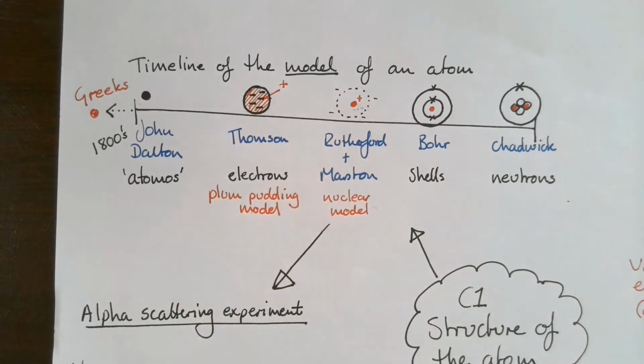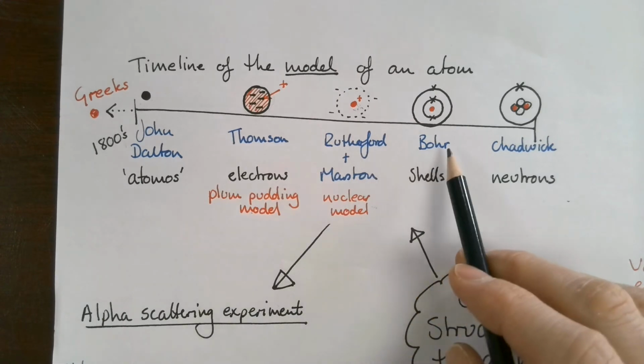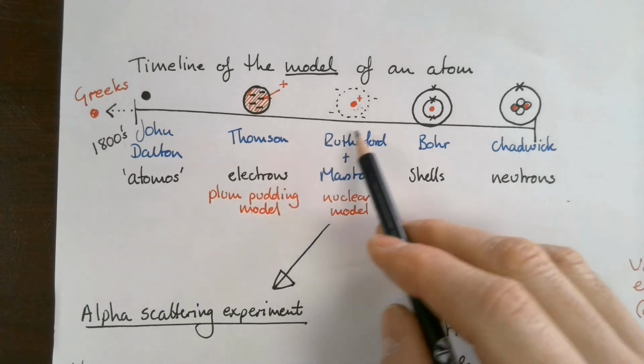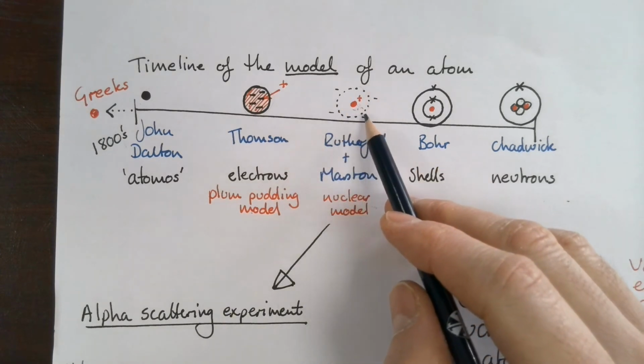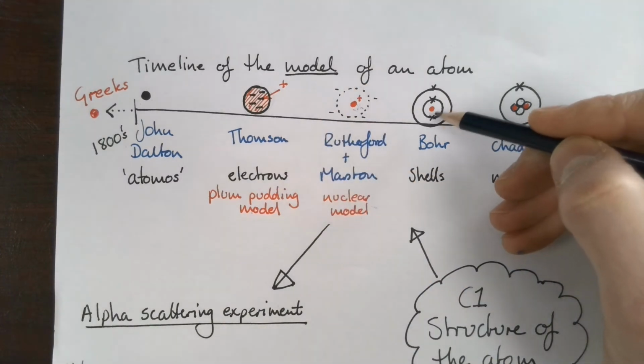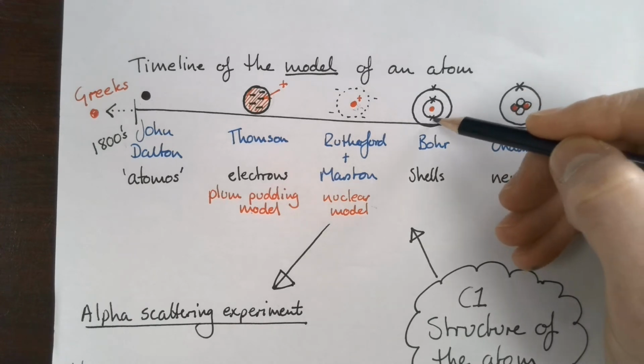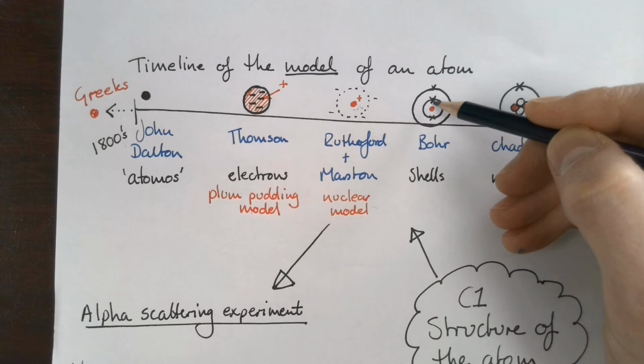Niels Bohr came along a little bit later and looked at these electrons, and he found that actually these electrons aren't just in one specific place, they've got very specific places to be, and these are called the shells, or they're called the energy levels. So that was his contribution to the model.